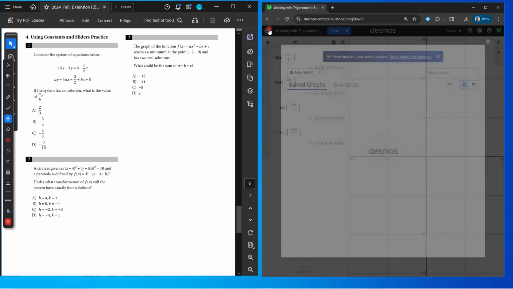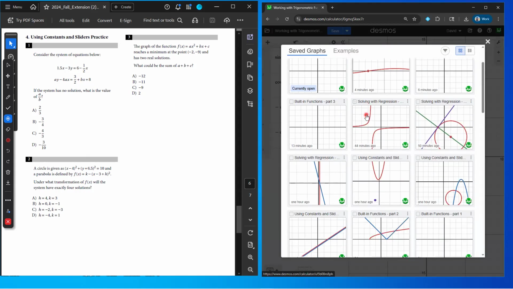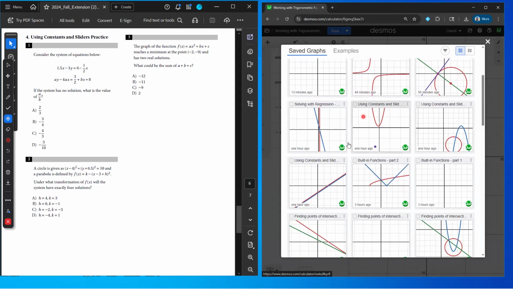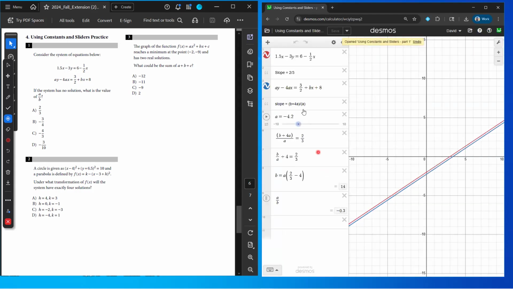So let's go look at what we have written down. One thing we have written down is 1.5x minus 3y equals 6 minus half x. And I know the slope of that is 2/3. I did that by combining the x's and then dividing by the -3. For the second one, we have ay minus 4ax is equal to 3/2 plus bx plus 8. And again, the slope of that in terms of a and b would be, combine the x's with x's, so you get b plus 4a, and divide by the coefficient of y.